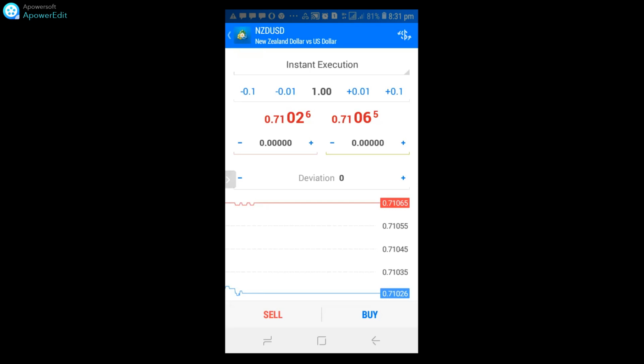You see where you have 1.000? That's your lot size. So with this, let's say we want to go on the buy or the sell. Click on buy.